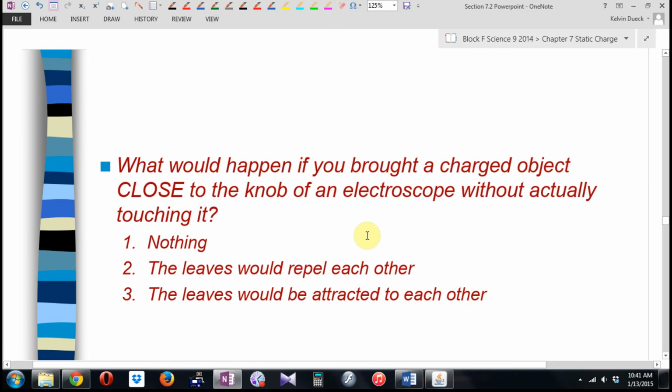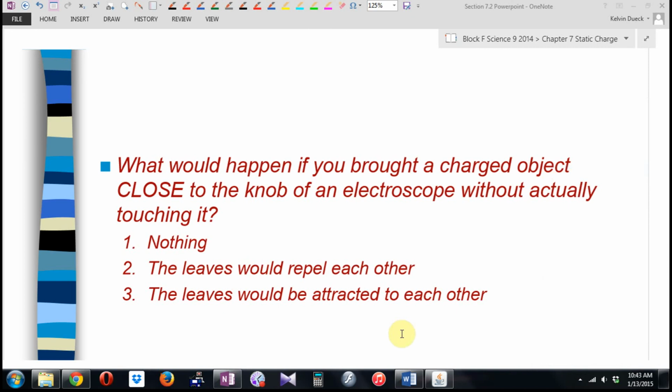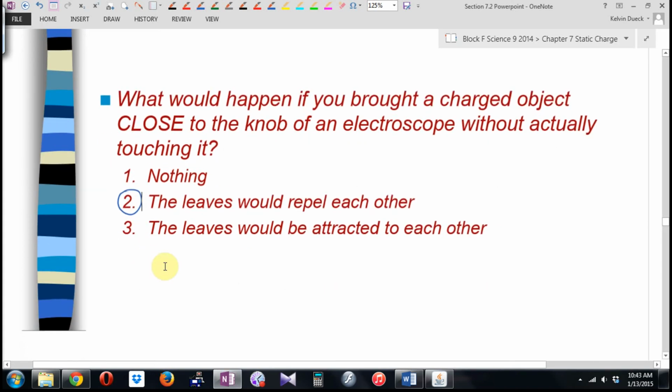What would happen if you brought a charged object close to the knob of an electroscope without actually touching it? Well, we did this experiment, but for those of you that were away, we'll show you. When you brought the rod in close without touching, what did the leaves do? So clearly you've somehow managed to charge something, but you haven't touched it. This is induction.